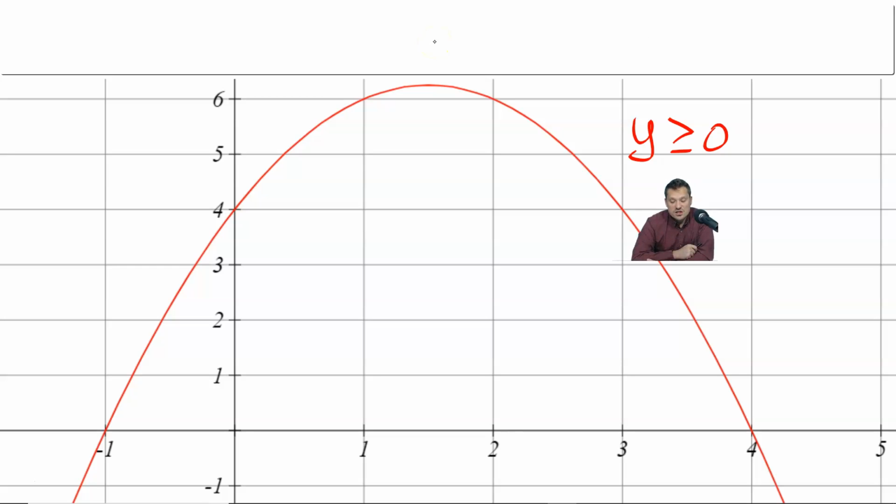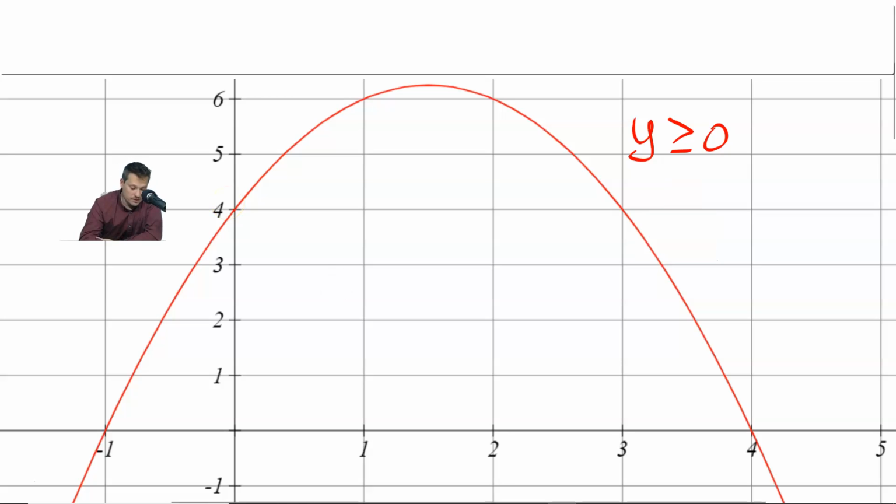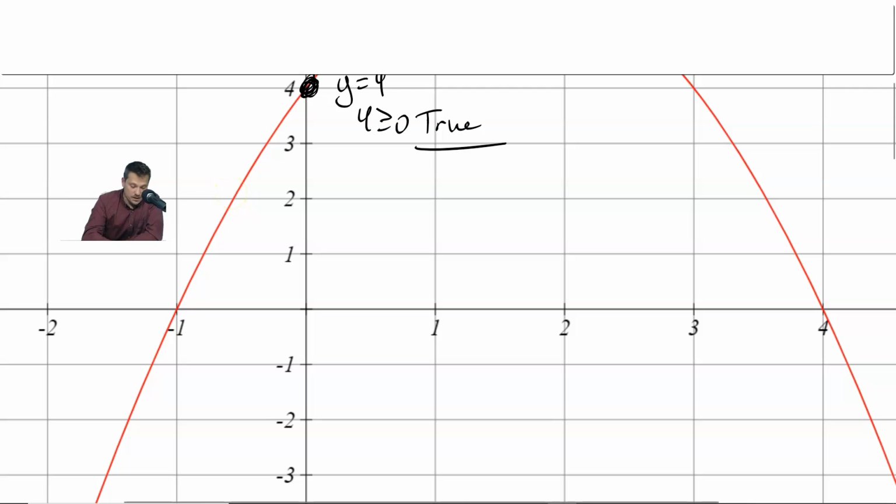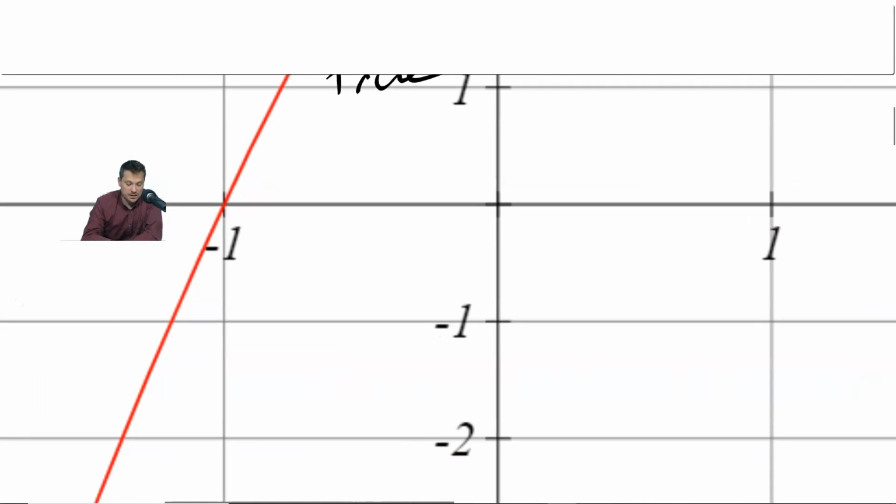So to do this, let's check a couple of points. That might be one of the best things to do. I'm going to grab this point right here. Here, the value of y is equal to 4, and I check in the inequality. Is 4 greater than or equal to 0? That is certainly true. Let's check at this point right here. Here the value of y is 2, and certainly 2 is greater than or equal to 0. That is true.